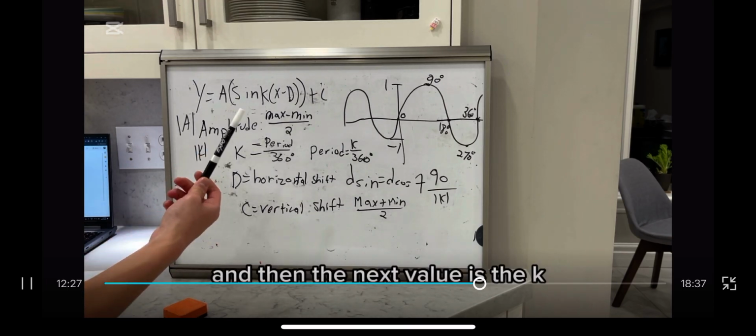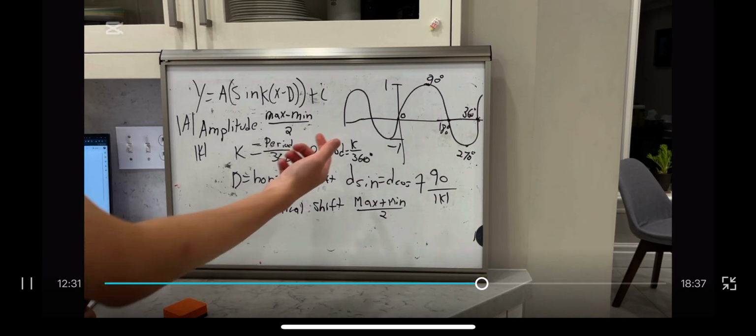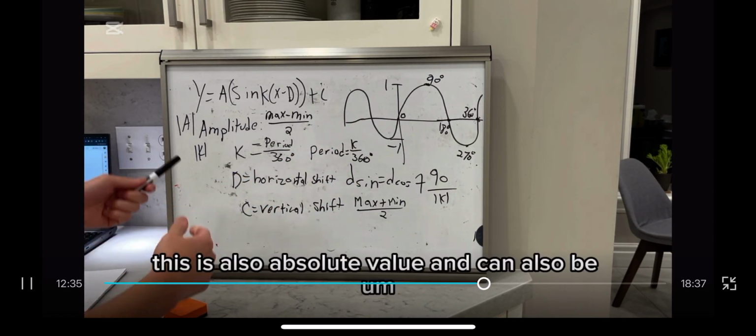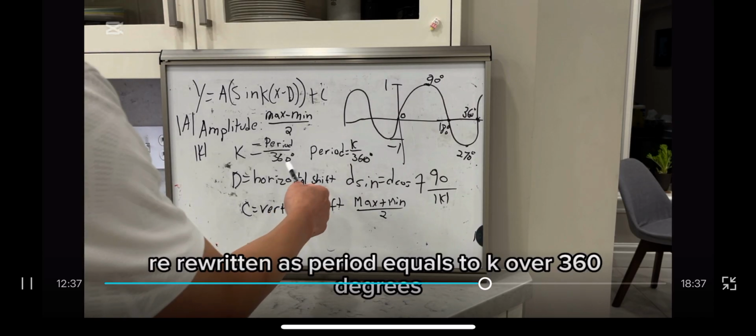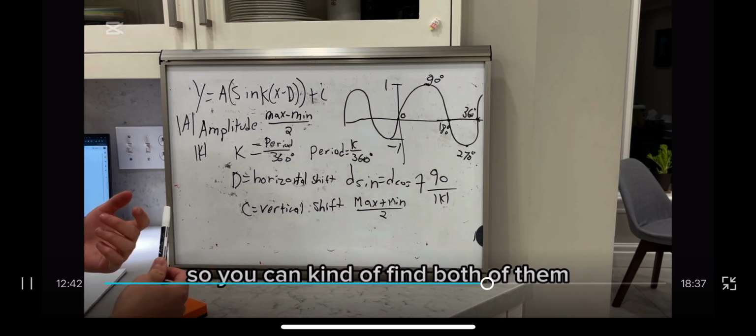And then the next value is the k, which is like the stretch or the horizontal stretch of the graph, found by the period divided by 360 degrees. This is also absolute value and can also be rewritten as period equals k over 360 degrees. So you can find both of them.